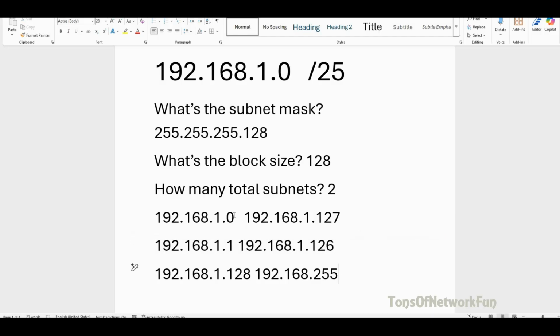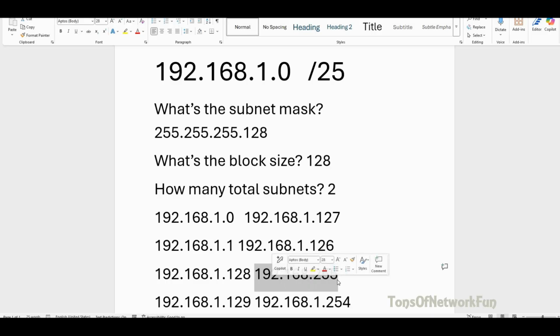This is the network address. This is the broadcast address. These two we won't be able to assign to devices. The second subnet valid range is 192.168.1.129 all the way to 192.168.1.254. 255 is a broadcast. We cannot assign it to a device. So 256 minus that is 254.